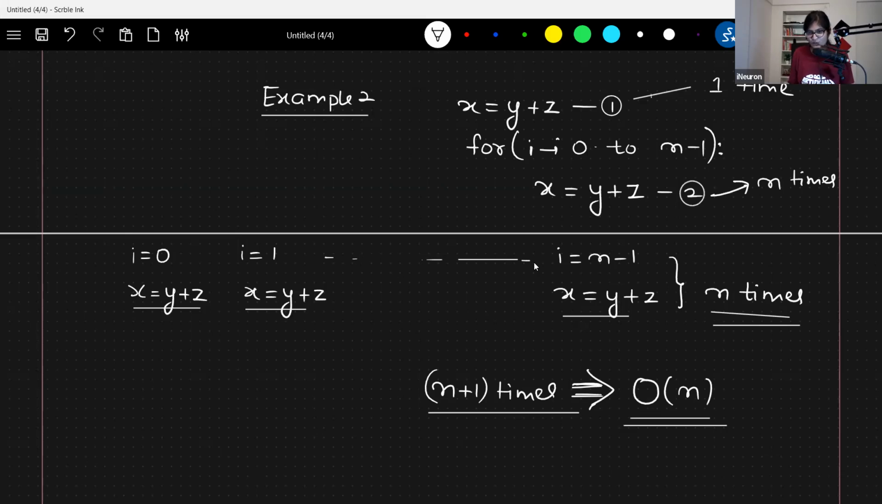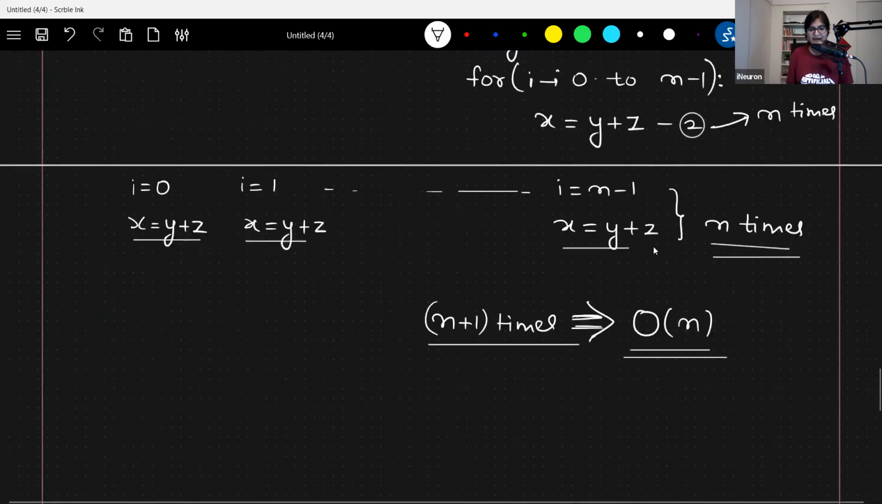Here the time complexity will be big O of n. This is how, for any given code, we will be able to examine how many times a statement will be executing, and then we will be able to get to the solution.